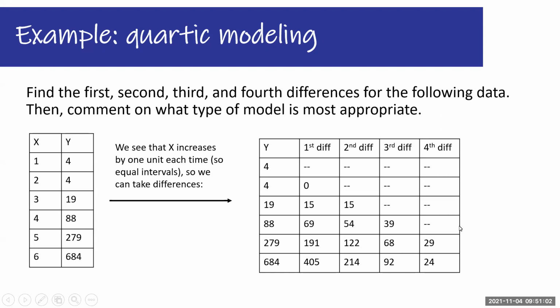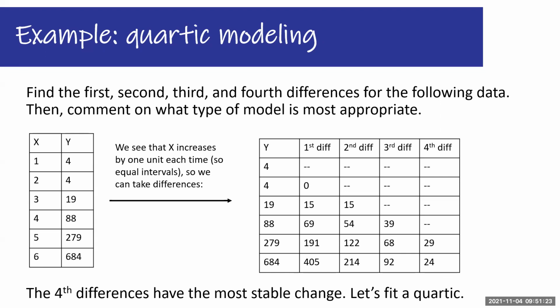And our fourth differences in this case are as good as it gets. 29 and 24. Those are roughly equal to each other in the grand scheme of things. We don't see a big trend here. Of course, we only have 2, so telling a trend is pretty much impossible. But it didn't go from 229 to like 130 or anything. The fourth difference is having the most stable changes. Let's fit a quartic because we're pretty confident it's going to be better than the other 3.